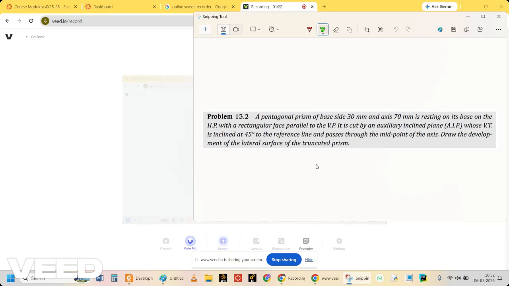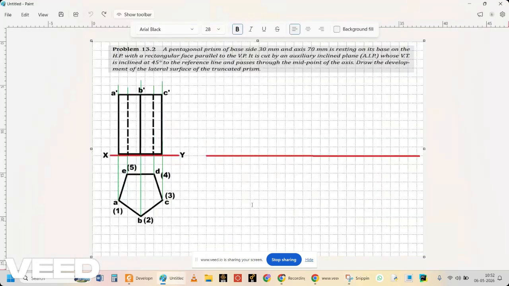And it is cut by an auxiliary inclined plane. Now let us see that pentagonal solid. You know already how to draw the projection of a pentagonal prism. We will see that one first. This is the first step in your projections of solids, third unit. A pentagonal prism having a side of 30 mm and a height of 70 mm. I have drawn the top view and front view of this pentagonal prism, which is already in third unit itself. So you have learned it already, and you know how to incline it, how to project it, everything.